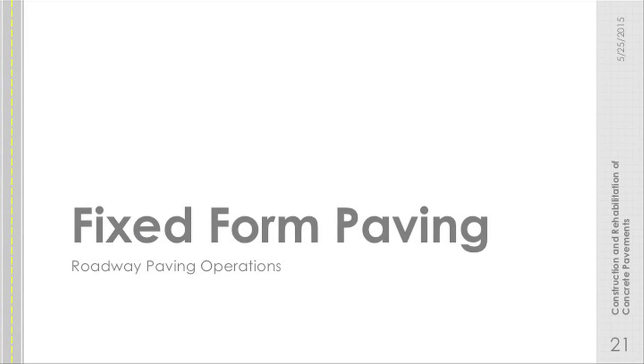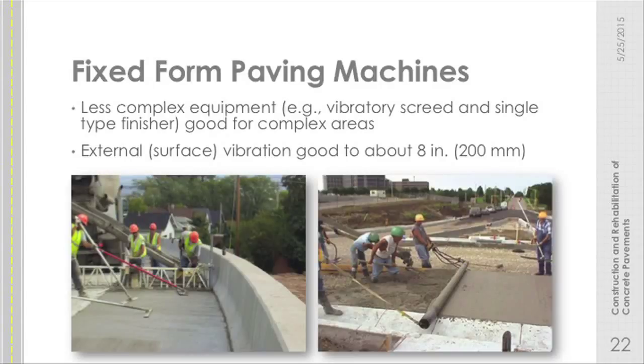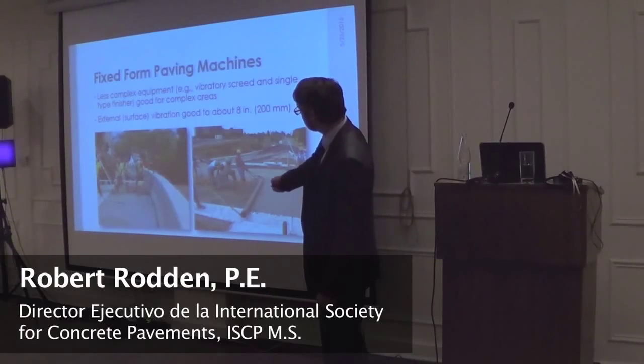A few notes on fixed form paving. Much less complex, and we'll get back to slip forming. Much less complex. You can use a roller screed like this, single tube. You can use a truss screed like this.